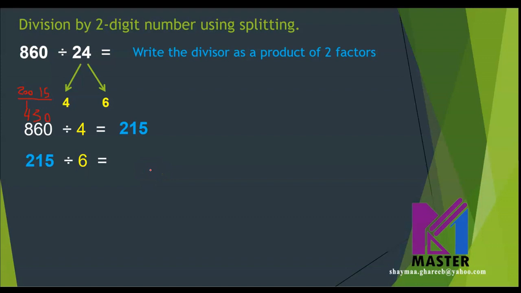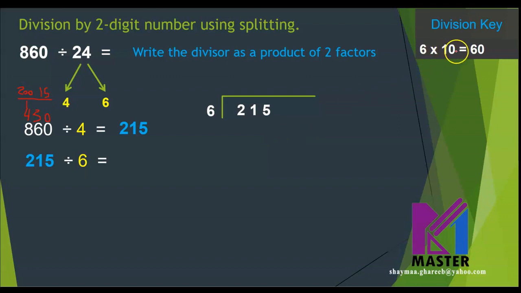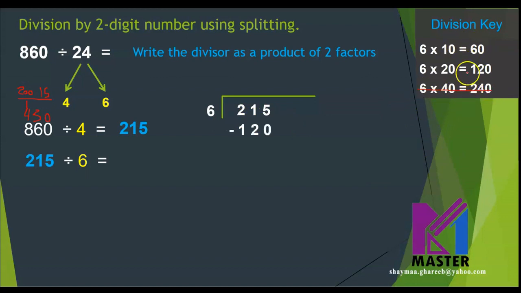Let's do this using the subtraction method. 215 divided by 6. I will think of how many 6s are there in the 215. Let's use the division key. I will start with 6 times 10, 6 times 20, which is 120, 6 times 40, 240. What do you think? 240 is greater than 215, so I will not use this part of my key. I will only use these two parts.